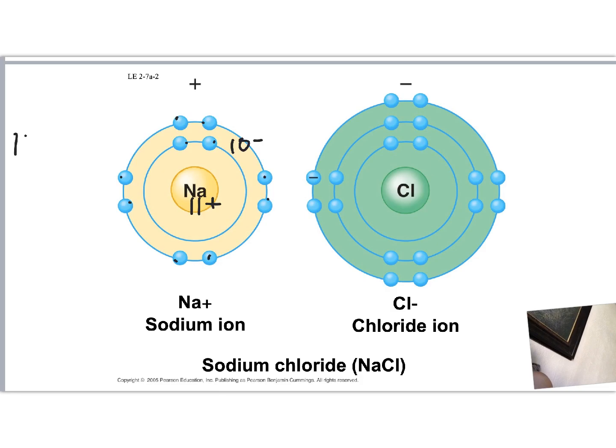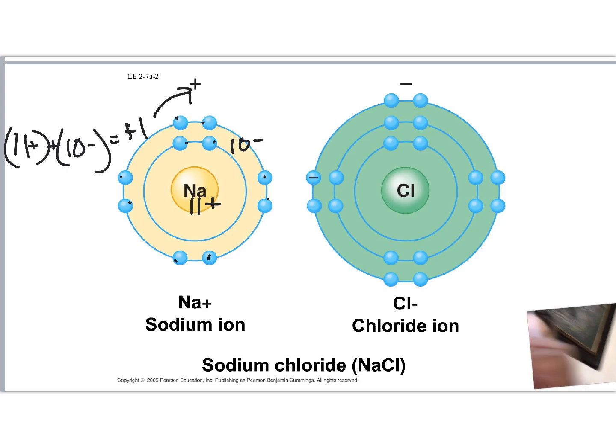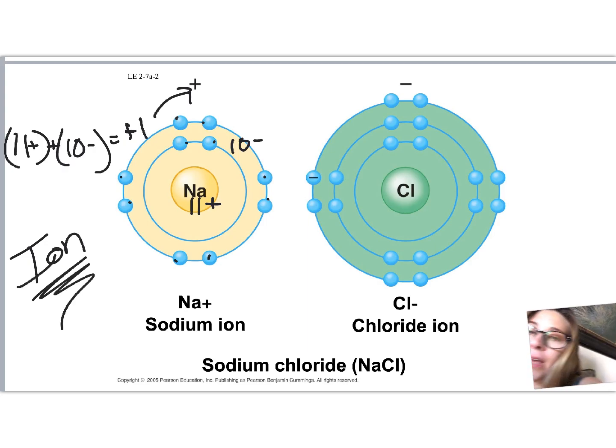That means 11 positive plus 10 negative gives us an overall charge of positive 1. This means we have a positively charged atom. It's an ion. An ion is a charged particle or molecule. So also, we didn't just get one out of the deal, we got two.